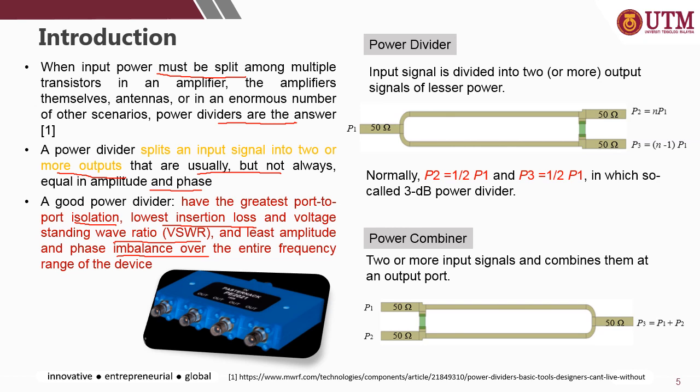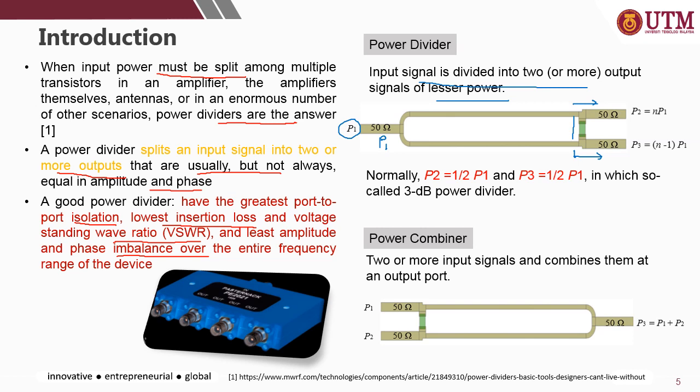Right, so the right hand figure shows what a simple power divider looks like. For example, this is a three port network. The first port is the input port, and port 2 and port 3 are the output ports. So the input signal is divided into two or more output signals of lesser power. For example, the input power is P1 or P in, and it will divide equally to port 2 and also port 3.